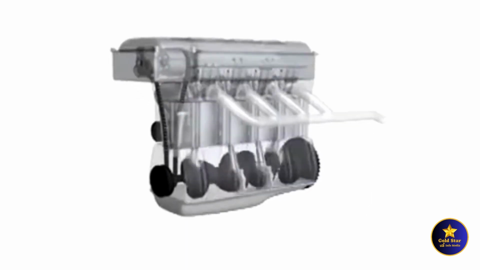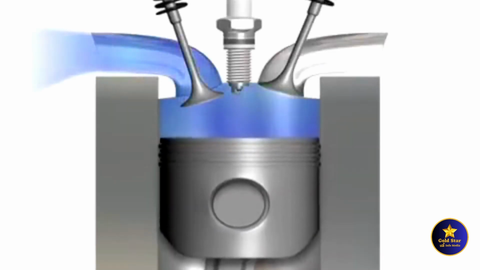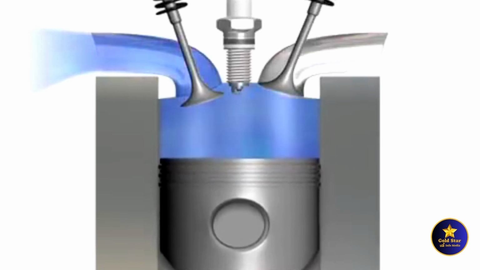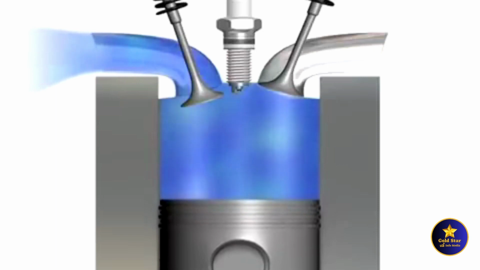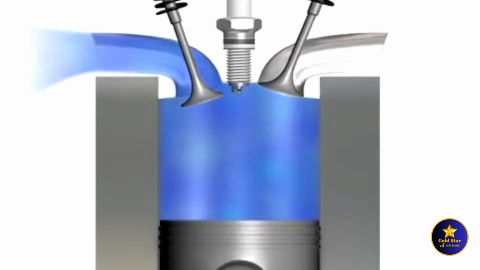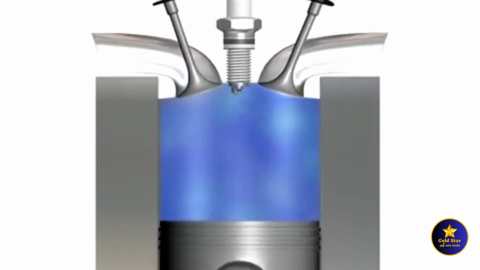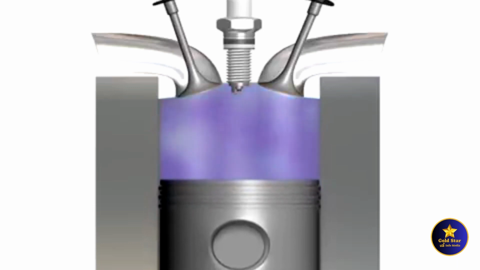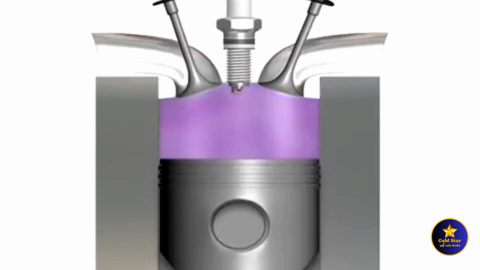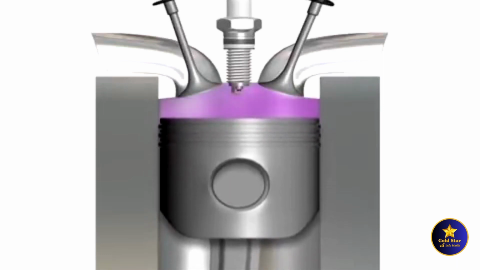Power is produced in the engine by the four-stroke process. As the piston moves on its first downward stroke, the intake valve opens to allow a mixture of air and fuel to fill the combustion chamber. This is called the intake stroke. Next, the intake valve closes and the piston moves on an upward stroke that compresses the air-fuel mixture. The compression of the air-fuel mixture will make it combust with greater force than if it were uncompressed. This is called the compression stroke.